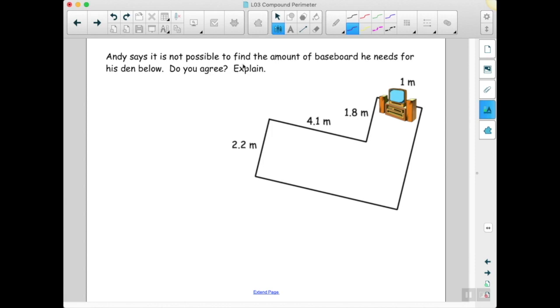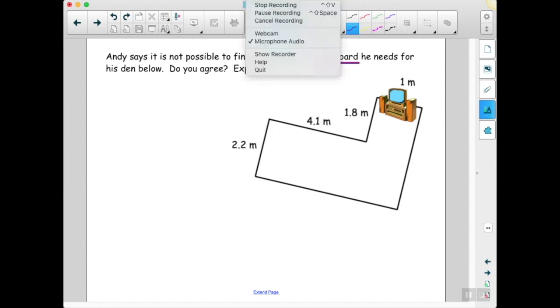So Andy doesn't think it's possible to find the amount of baseboard that you're going to need. So his den is kind of an L-shaped room. Do you think he has enough information to figure out the perimeter of this den? Because that's where the baseboard is going to go. I'm going to pause so that you can think about that. And you should be pausing too, otherwise that won't be useful.